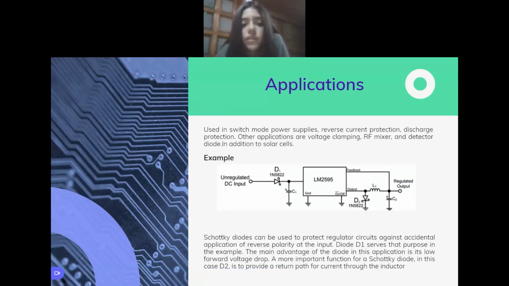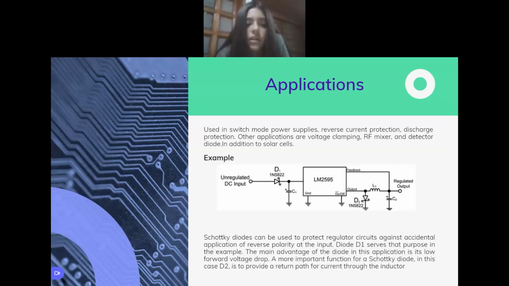Applications. This low forward voltage drop is extremely useful when the Schottky diode is inserted with a power source, such as in reverse voltage protection circuits, as it reduces power losses. Schottky diodes can be used to protect regulator circuits against accidental application of reverse polarity at the input. Diode D1 serves that purpose in the example. The main advantage of the diode in this application is its low forward voltage drop.